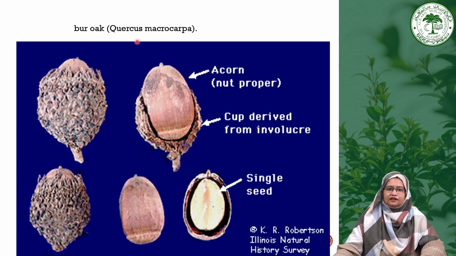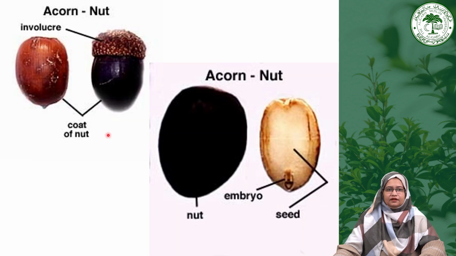So you can see in the case of Quercus macrocarpa or bur oak, this is the nut and it has a hard coating. You can see this is a single seed present in this particular nut, and this cup-like structure is from the involucre or the bract. Then in the case of acorn nut, this involucre is forming a coating structure. This is the coat of the nut, as in the case of acorn nut. Here is the seed of the acorn.